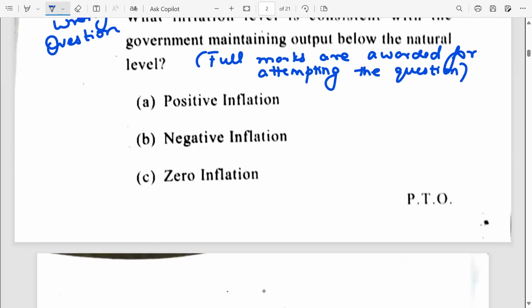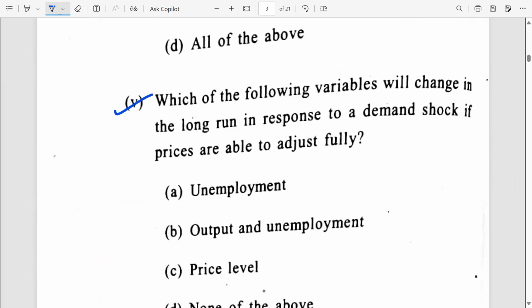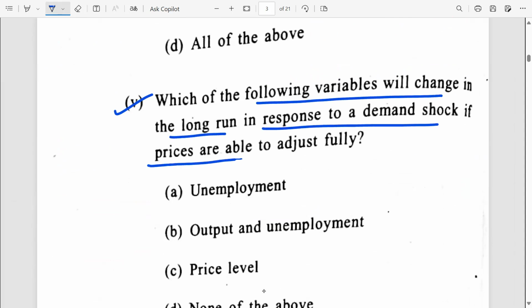Okay, let's look at question number 5. Which of the following variables will change in the long run in response to a demand shock if prices are able to adjust fully? When prices are able to adjust fully, it means it's classical economics. Because remember, in Keynesian economics, prices can't adjust fully. Prices are rigid. If prices are able to adjust fully, it means it's classical economics.